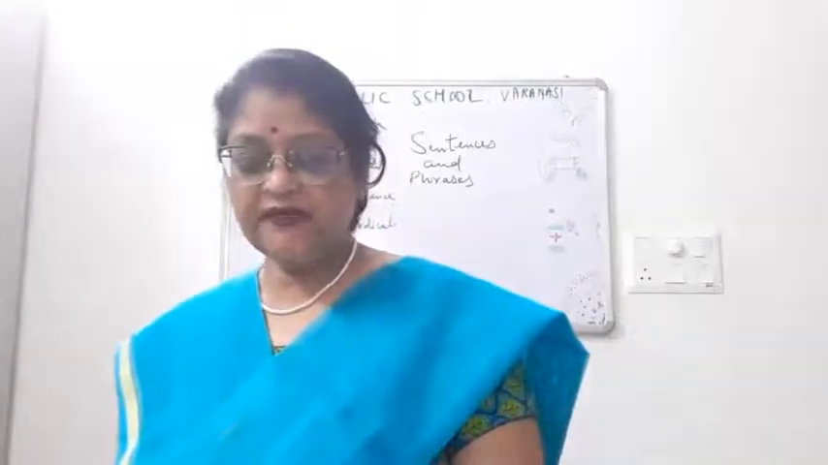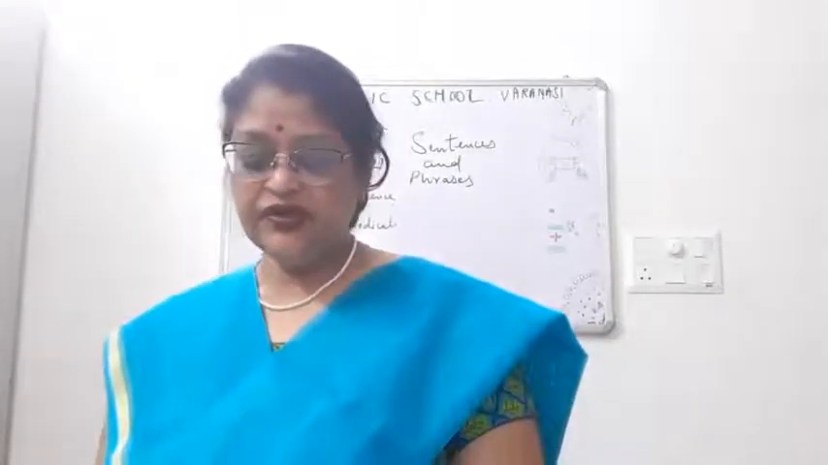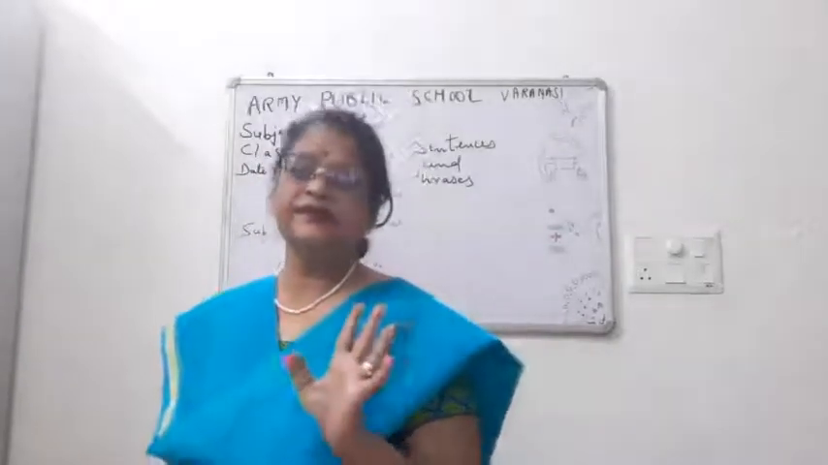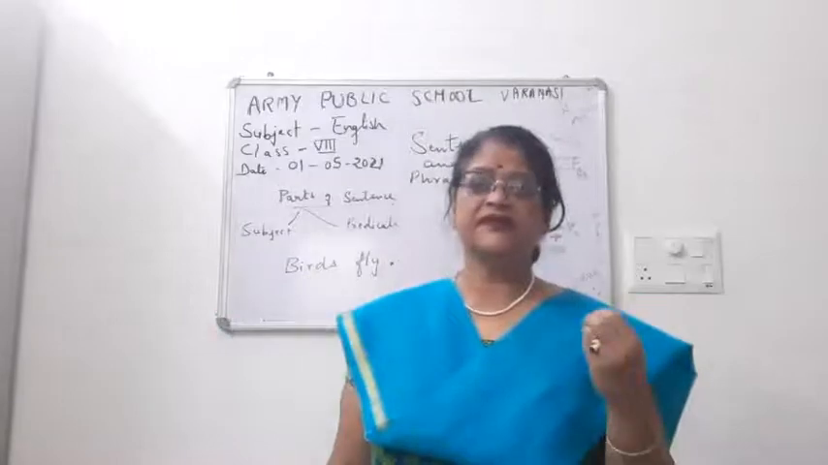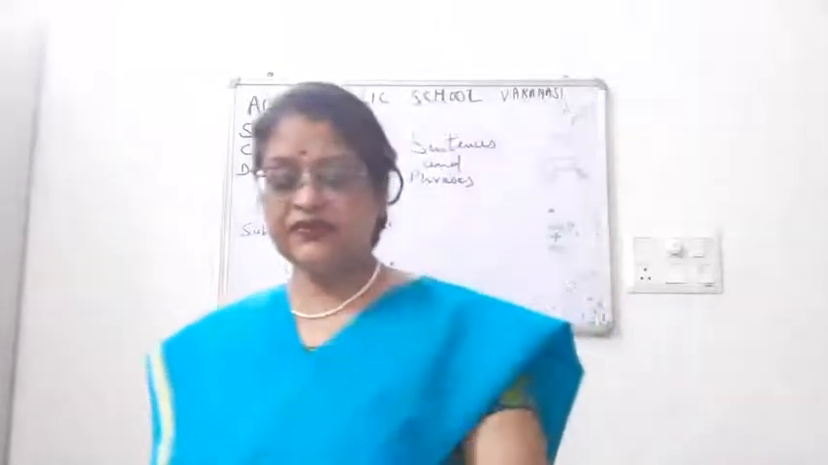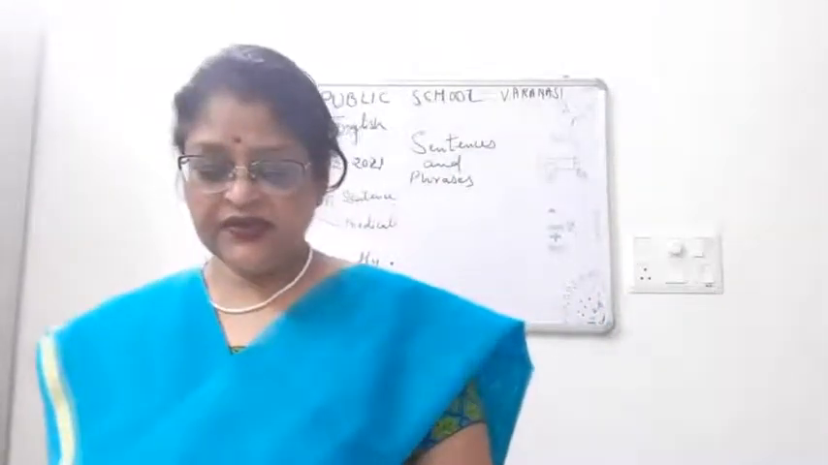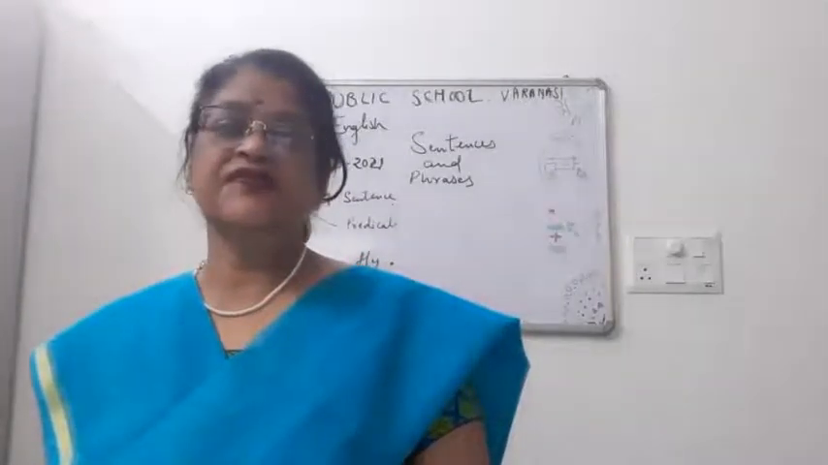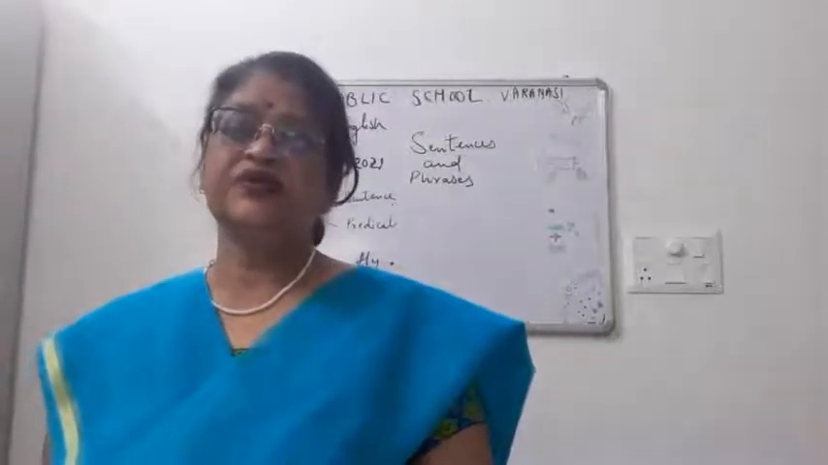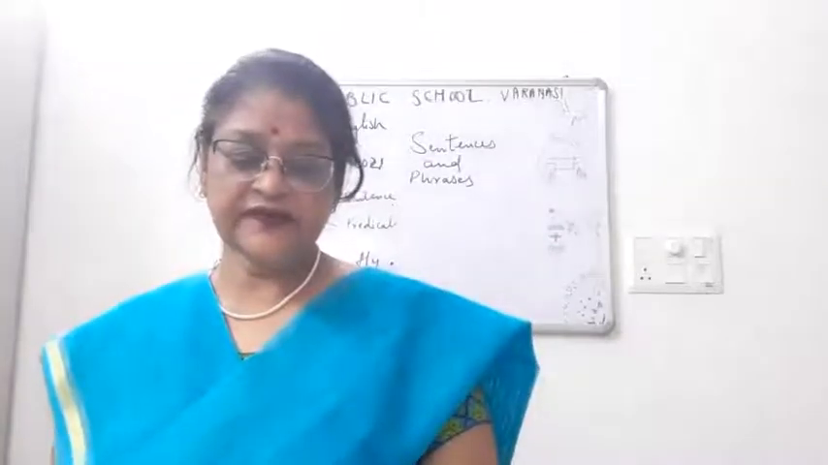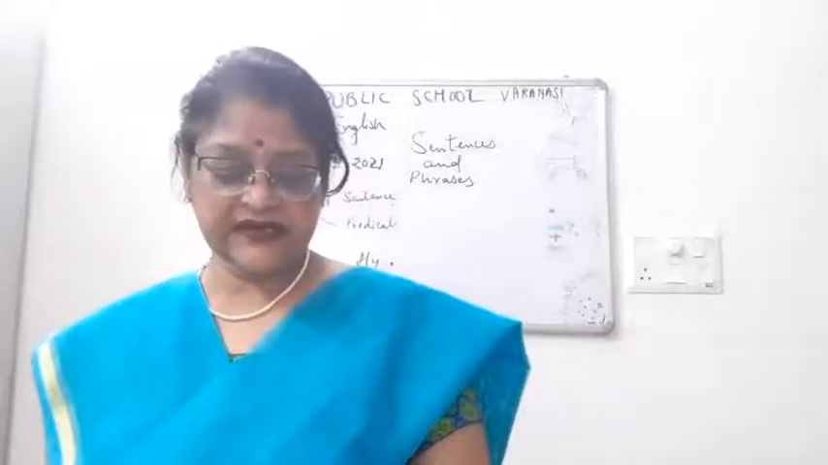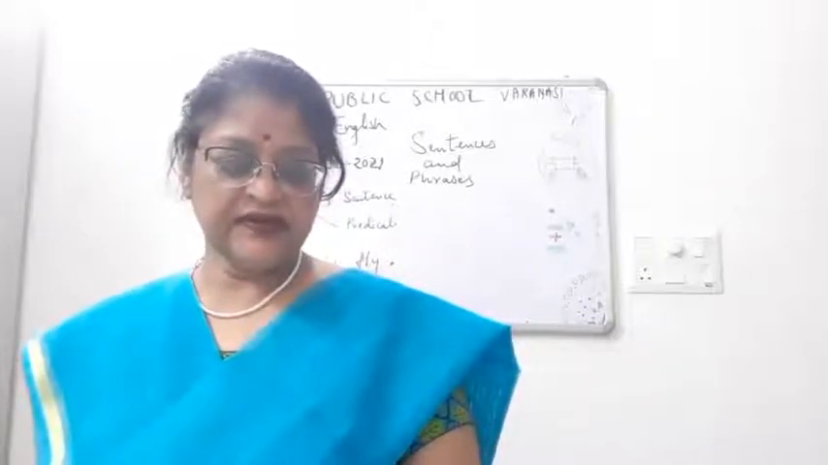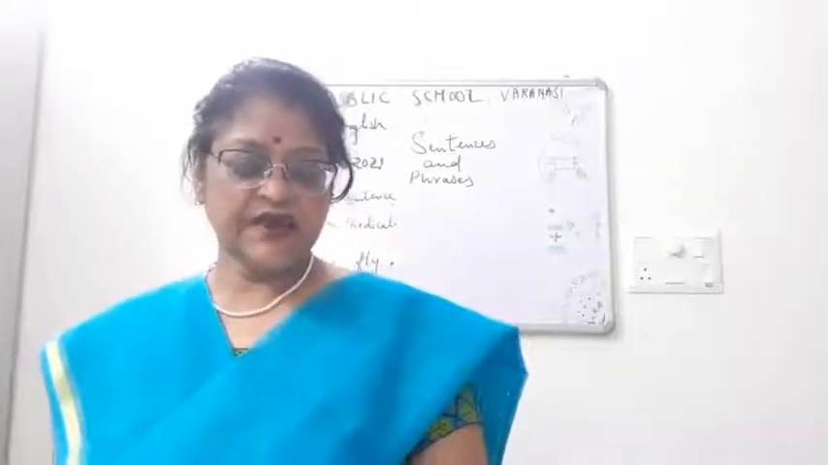Like my dress is beautiful. So my dress, children, is the subject, and is beautiful is the predicate. Here you can see the verb is, and is beautiful is a two word predicate. All right.